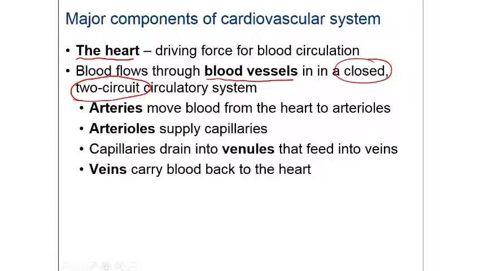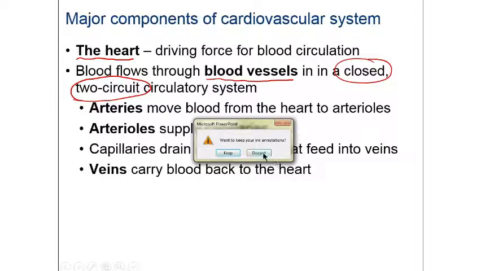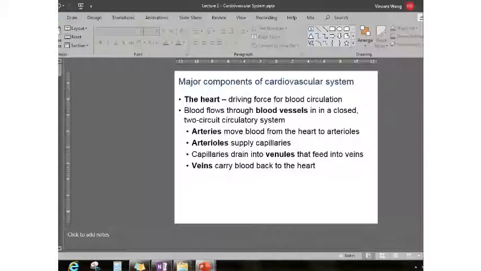For some organisms like insects, for example, they have an open cardiovascular system where the cells are bathed within the blood instead of having well-defined vessels. So we have a closed system. The blood stays within vessels at all times. And we also have what's called a two-circuit circulatory system. Let's explain that a little bit more for you.